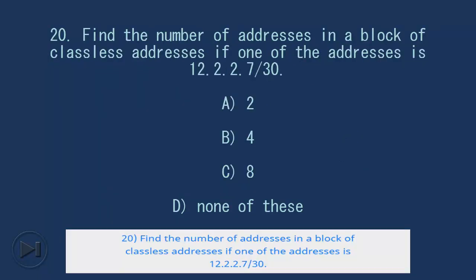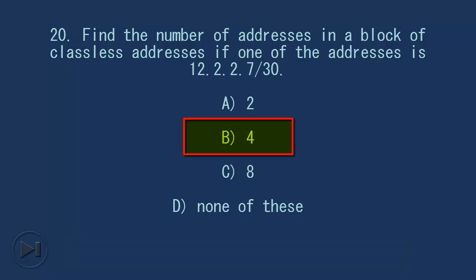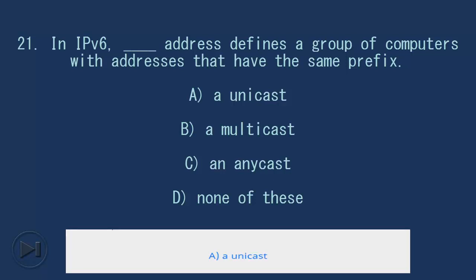20. Find the number of addresses in a block of classless addresses if one of the addresses is x.x.x.x/30. A. 2. B. 4. C. 8. D. None of these. Answer, B. 4. 21. In IPv6, blank address defines a group of computers with addresses that have the same prefix. A. A unicast. B. A multicast. C. An anycast. D. None of these. Answer, C. An anycast.